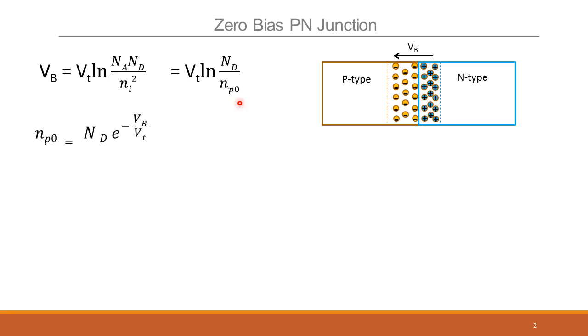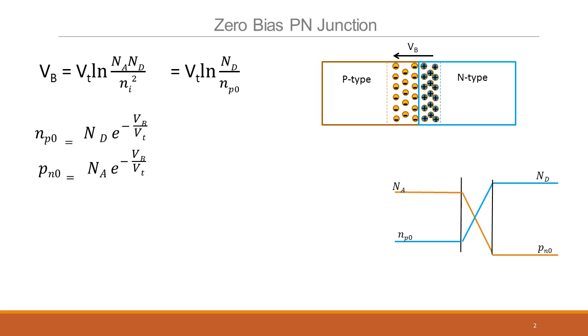Just rewriting this Npo from this equation, it turns out that it is Nd e power minus Vb by Vt. You can see it is relating Npo and Nd. Similarly, the hole concentration in the N-type semiconductor at zero bias will be Na e power minus Vb by Vt. It's just a different way of writing the same equation. But we are writing it for a specific reason. We'll see what it is in a moment.